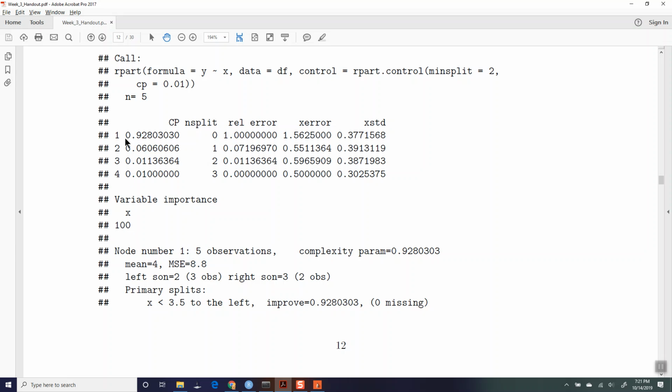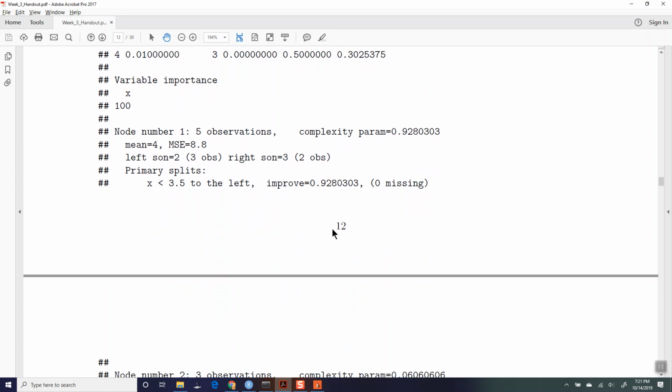And so we have the different possible nodes, okay? The node here, which was the first split, has a reduction of around 93%. The next one has a reduction of 6%. The next one has a reduction of 1.1%, okay? And this 0.01 is basically my stopping criterion, okay?